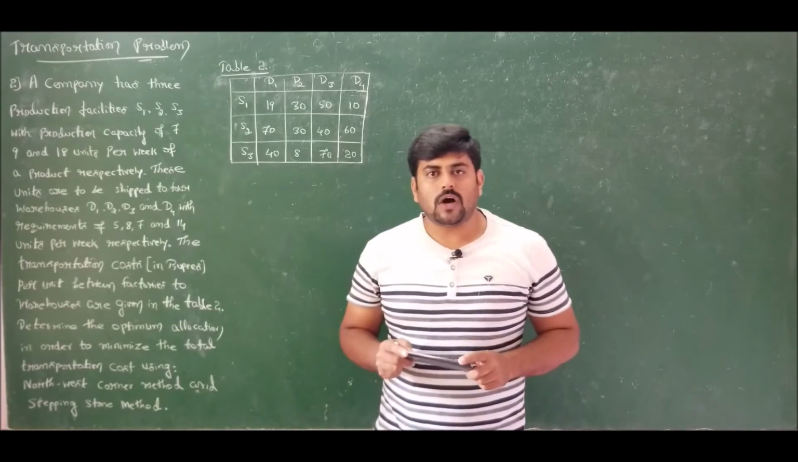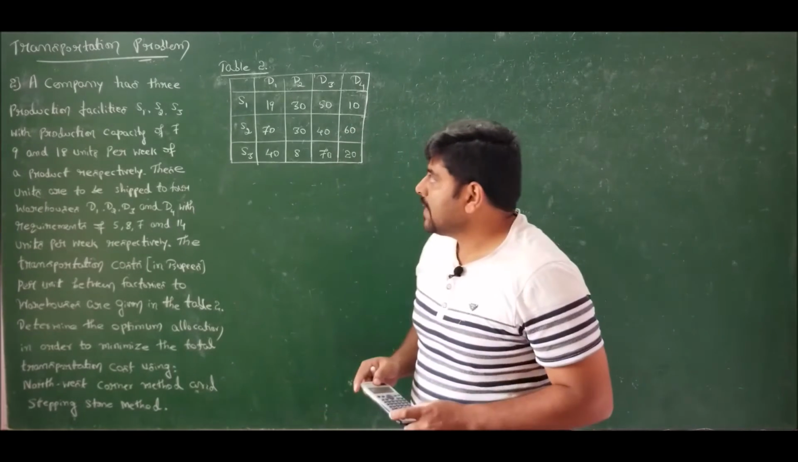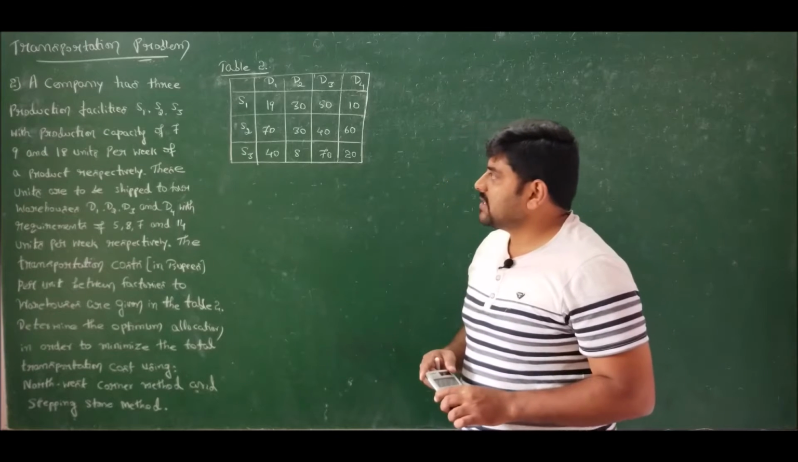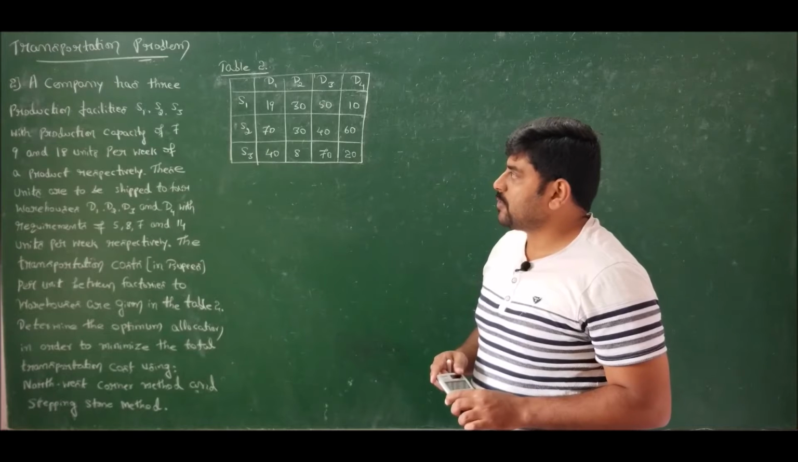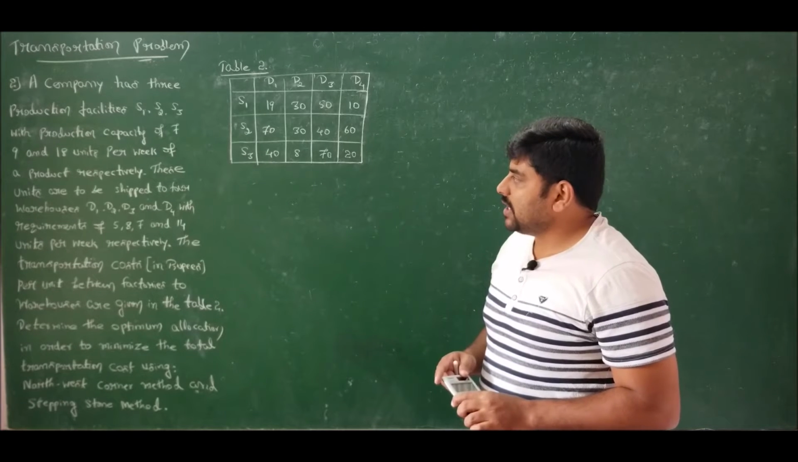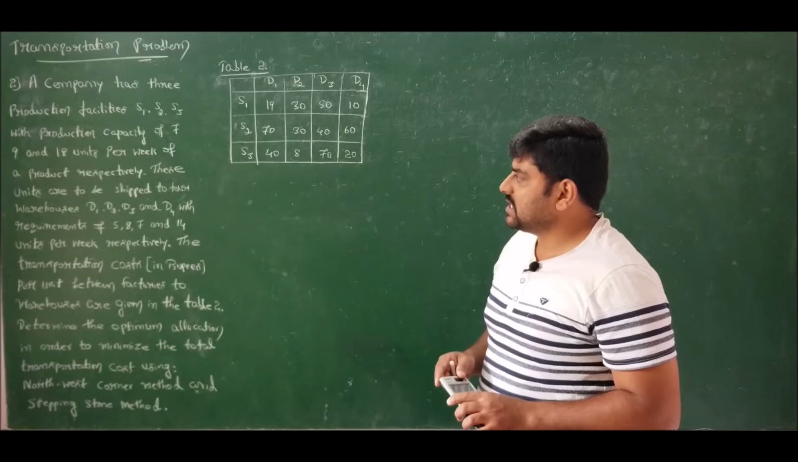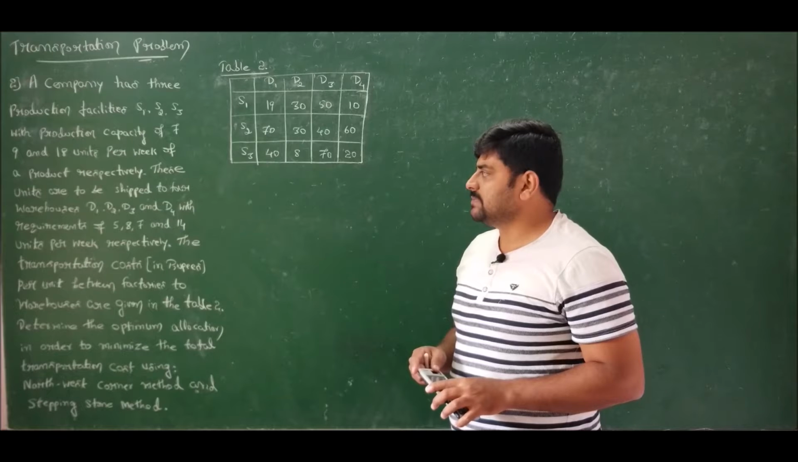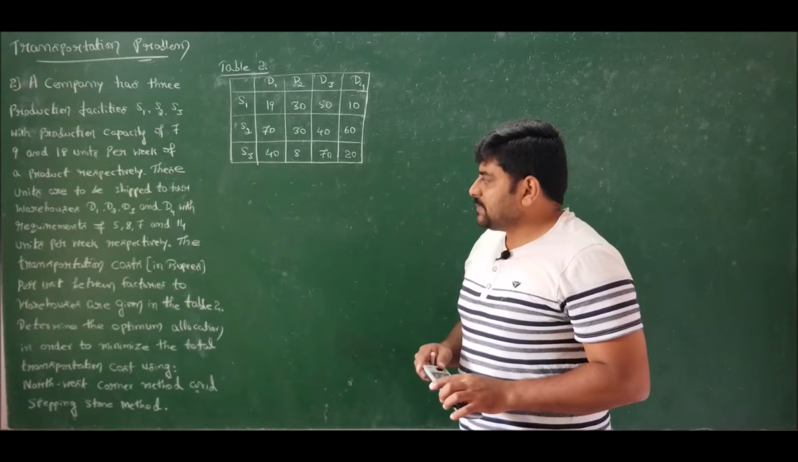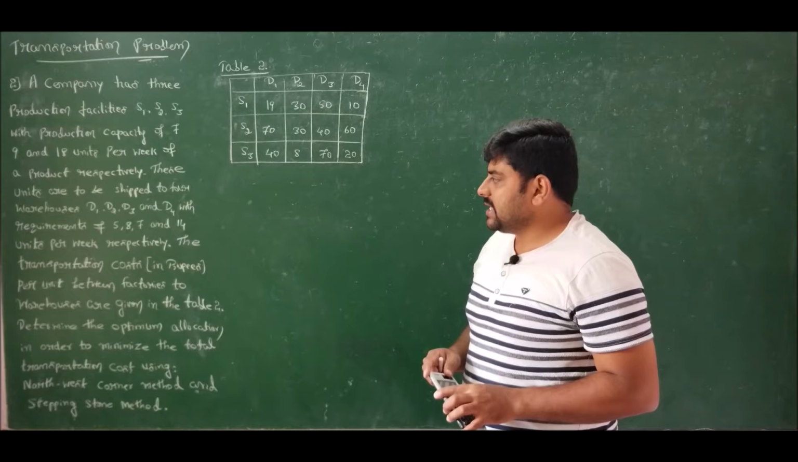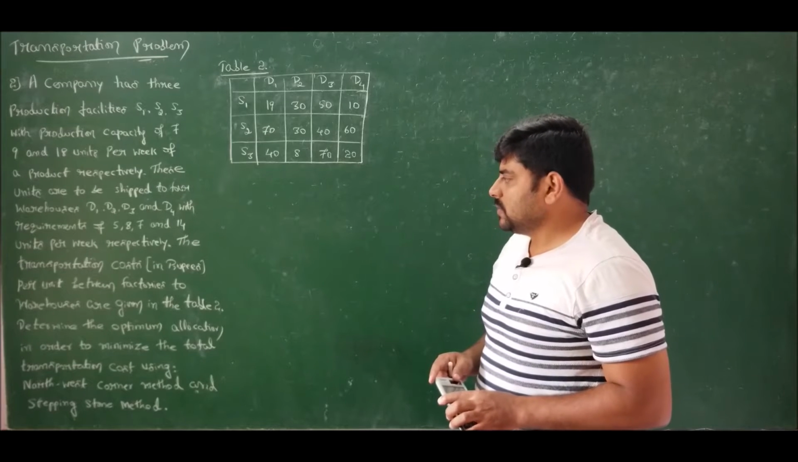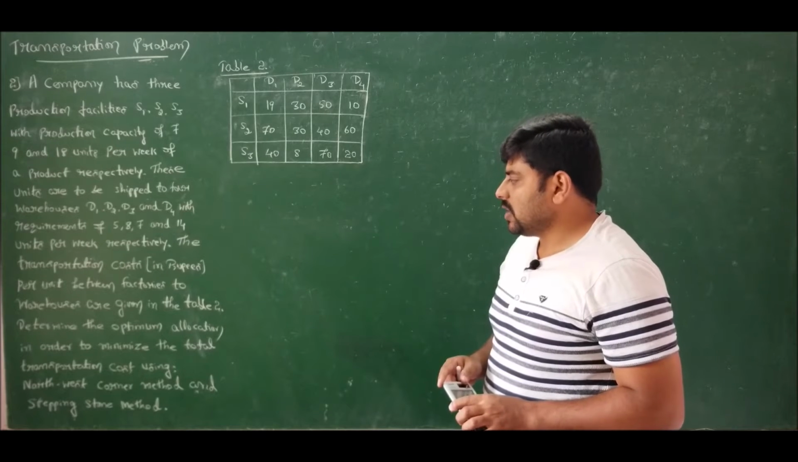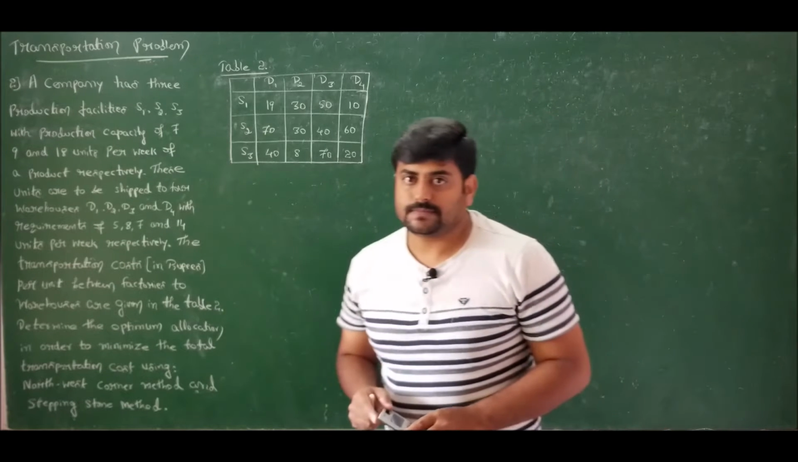The problem number 2 of our discussion on transportation problem states that a company has 3 production facilities S1, S2, S3 with production capacity of 7, 9 and 18 units per week of a product respectively. These units are to be shipped to 4 warehouses D1, D2, D3 and D4 with requirements 5, 8, 7 and 14 units per week respectively. The transportation cost in rupees per unit between factories to warehouses are given in the table 2. Determine the optimum allocation in order to minimize the total transportation cost using northwest corner method and stepping stone method.